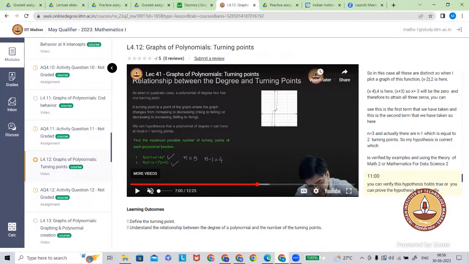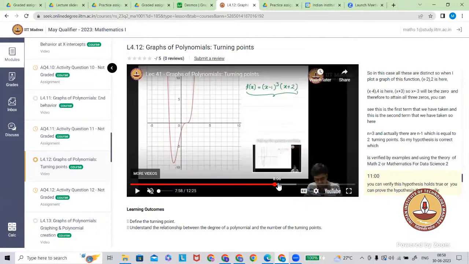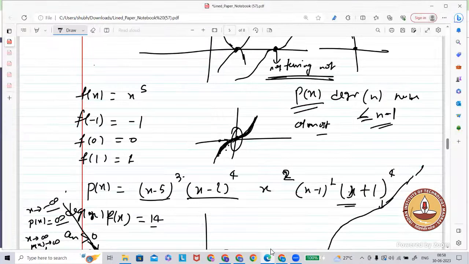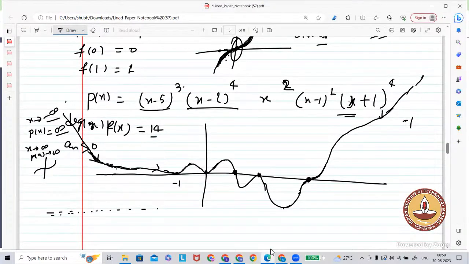Okay, so not less than, you can say strictly or no. Now the utmost number of turning points is n minus 1. Okay. So we can verify it actually for our function. So see, we have 14. Okay, the degree of the polynomial is 14.